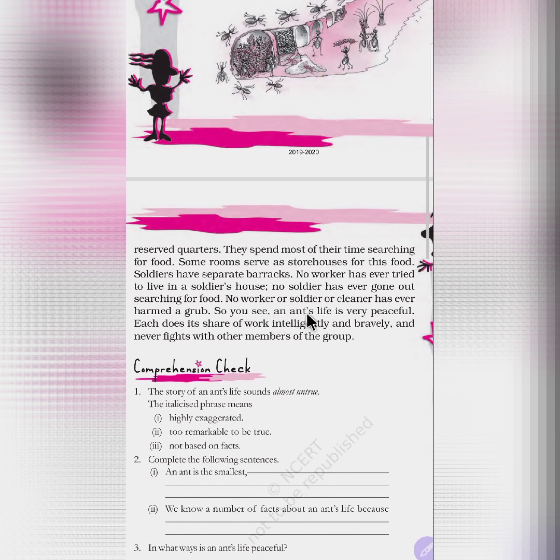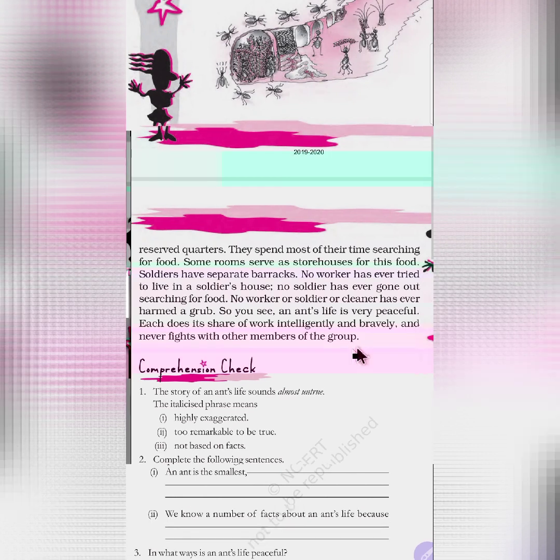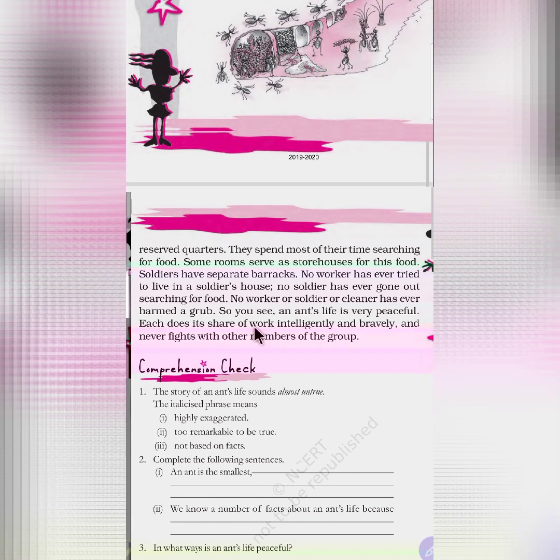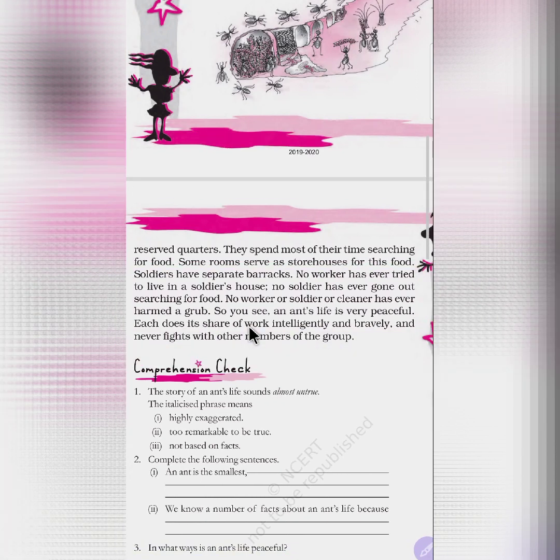So you can see an ant's life is very peaceful. Each does its share of work intelligently and bravely and never fights with other members of the group. This is the speciality about the ants, that each does its share of work, means that they never interfere in each other's work and they do their own work very intelligently and bravely, and they never fight with other members of the group. That is why they used to live a life which is very much peaceful.